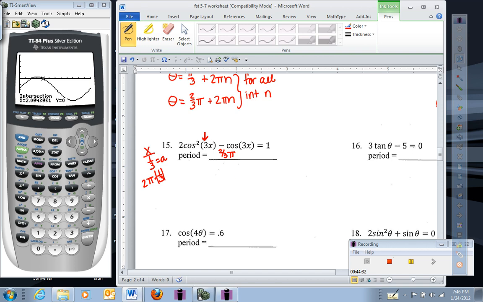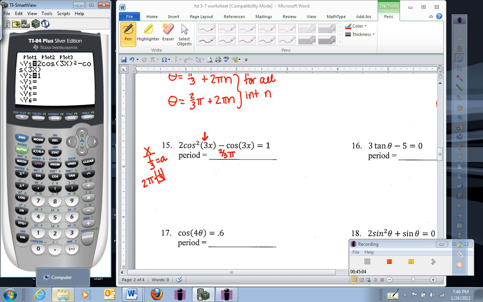So we think the period might be 2/3 pi. Well, we're going to try that. We're going to type in 2 cosine x, and then remember after you type 3x and end the parenthesis, then you do the squaring. You can also use the caret and the 2 if you'd like. And then minus cosine 3x. And we're going to set that equal to 1.